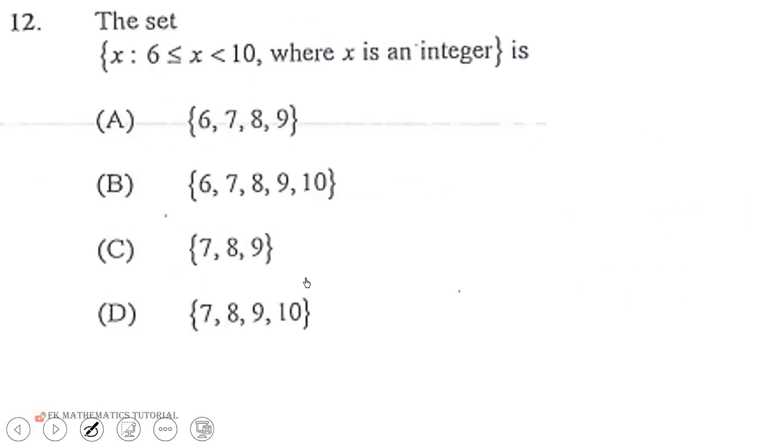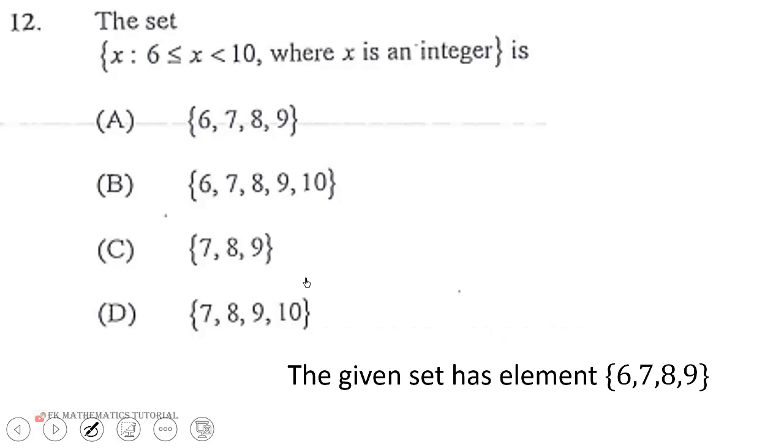The set X is such that 6 is less than or equal to X is less than 10, where X is an integer. So the set has the following elements: 6, 7, 8, 9. 10 is not included. 6, 7, 8, 9. So option A will be correct.